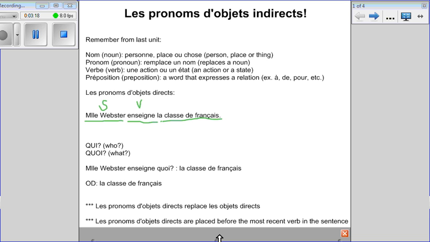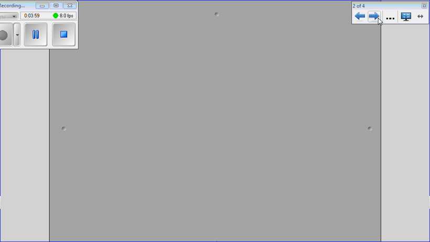All right, so once you've determined that this is the objet direct and that you are going to replace it, you take the pronom and you place it before the most recent verb in the sentence. I say this because here we only have one verb, but in some sentences you have two, and in that case, you want to place it before the second one. So it's just to avoid confusion by saying that. The pronoms d'objet direct that you can have are le, la, les, and l'apostrophe. All right, so let's continue.